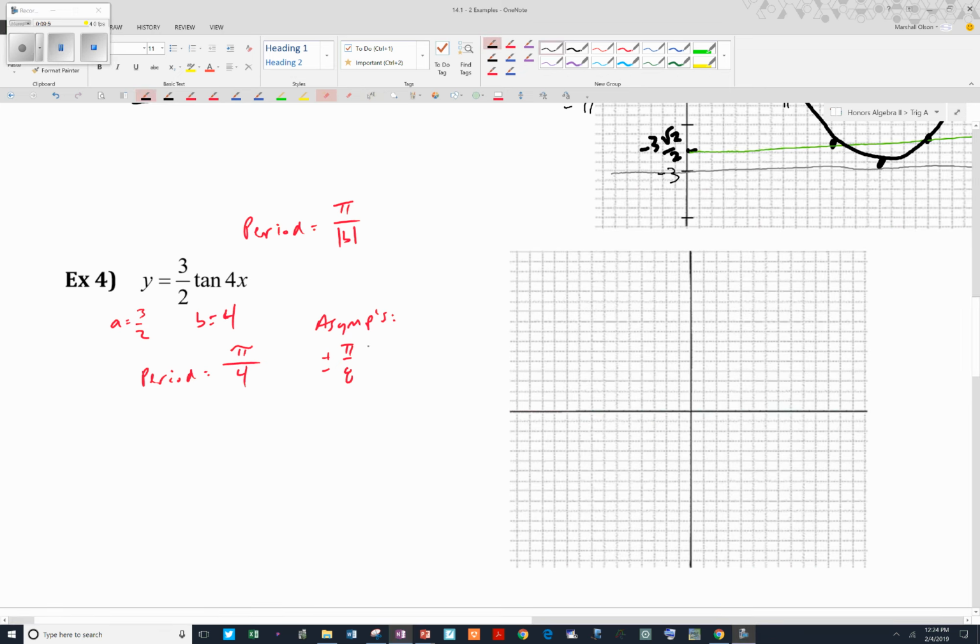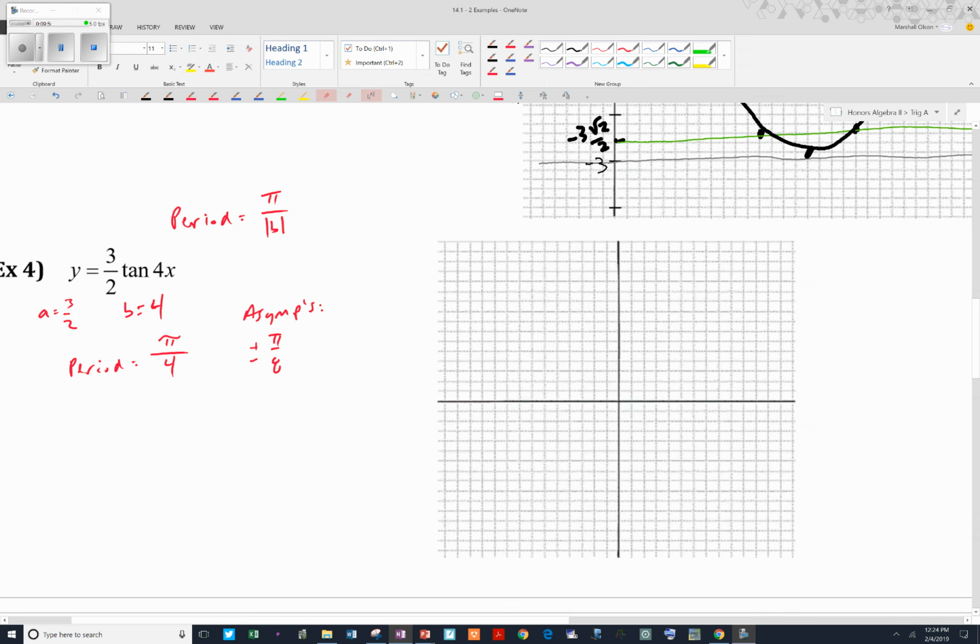All right, so these are the asymptotes of this tangent graph, pi over 8, negative pi over 8. And so what I'm going to do is come over to our graph here, and I'm just going to go out an even number of, I'll go with 6 values and say that this is pi over 8. And 2, 3, 4, 5, 6. This is negative pi over 8. And that is where our asymptote should be.